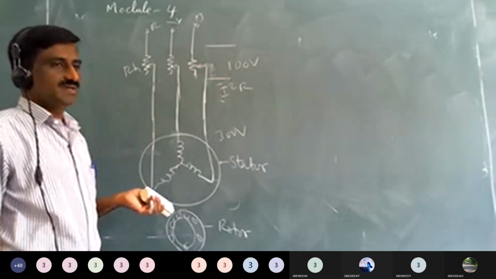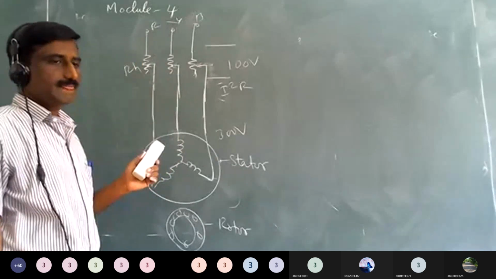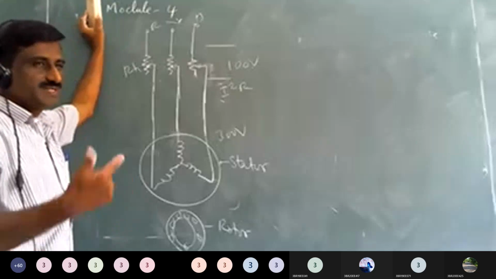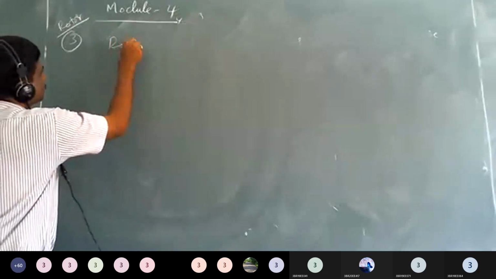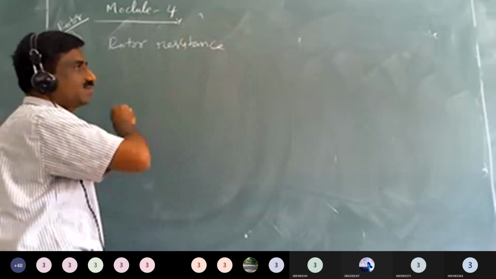This is one of the methods, including a variable resistance in the stator circuit. This is one of the approaches not mentioned in the syllabus. That's why I'm not going into it. Only the first two techniques we have to study. And the third one is from the rotor side. It acts as a starter as well as speed control. Rotor resistance. This is also there in the syllabus. Three methods: two from the stator side, one from the rotor side.